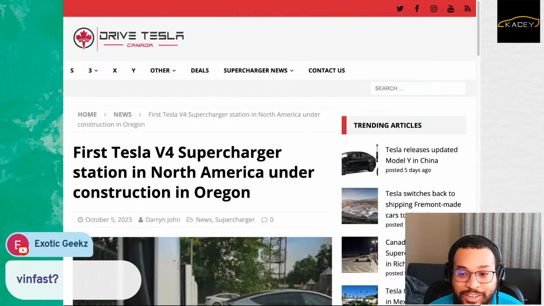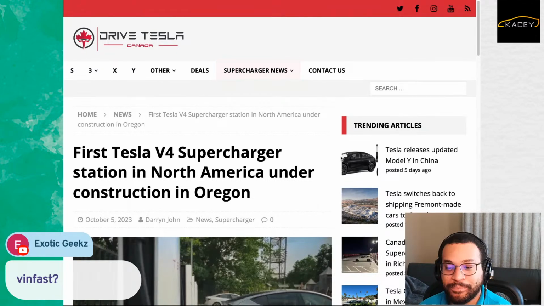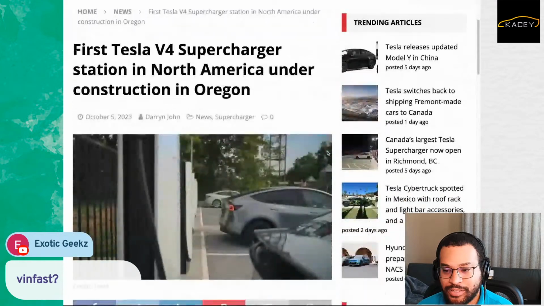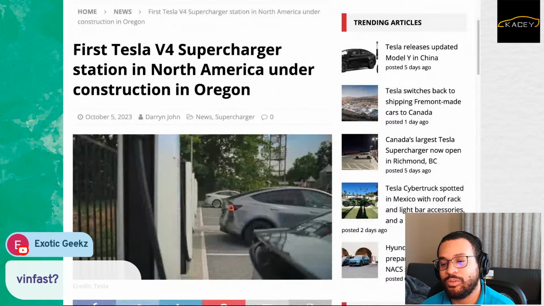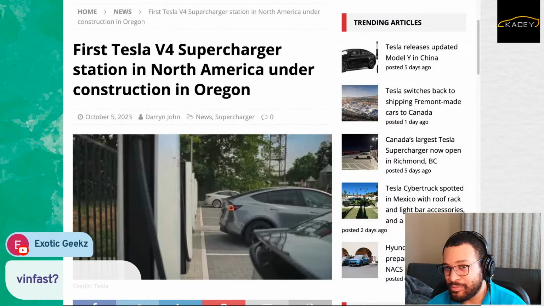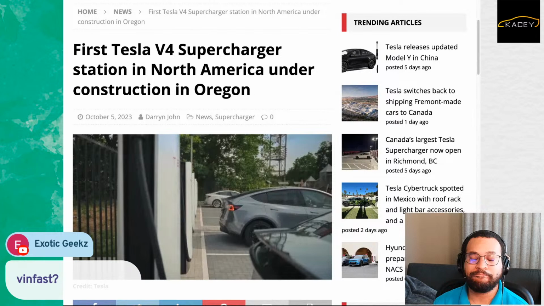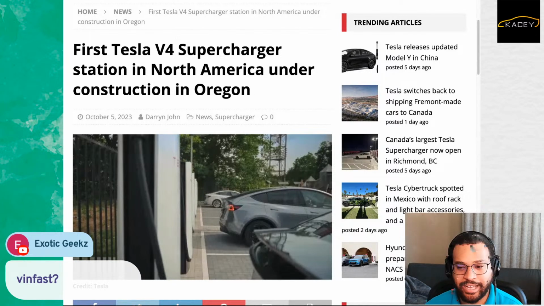What we've got here is our first V4 station being installed in North America. We still don't know if this is going to be like Europe, where it's V4 pedestals on a V3 cabinet, or if this is the full V4 stack. Given that we've seen so many Cybertrucks running around, I would hope and suspect that this is actually going to be a full 1,000-volt V4 stack. And it's in North America, under construction in Oregon.